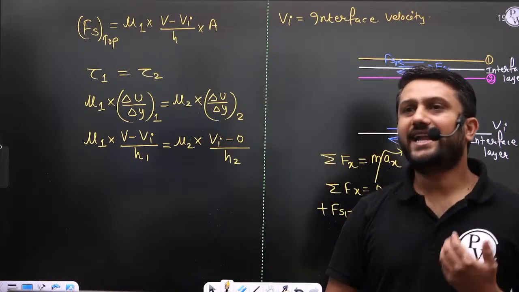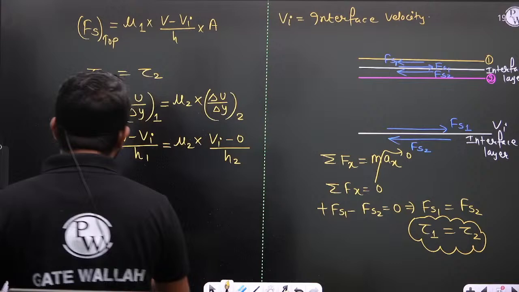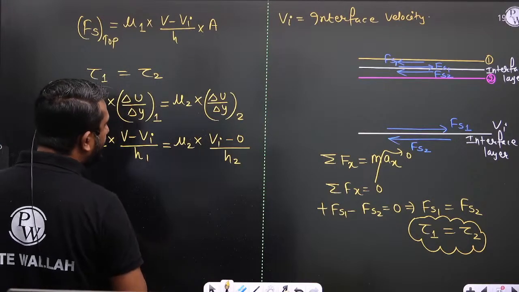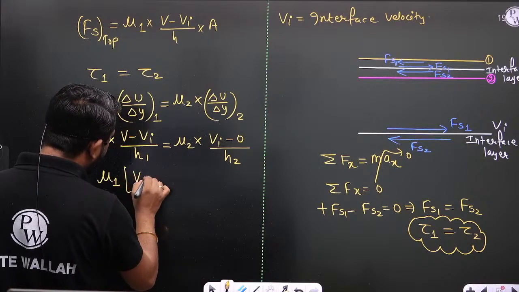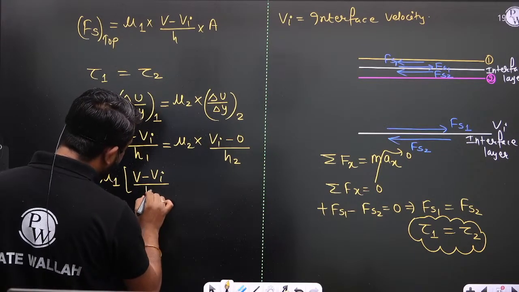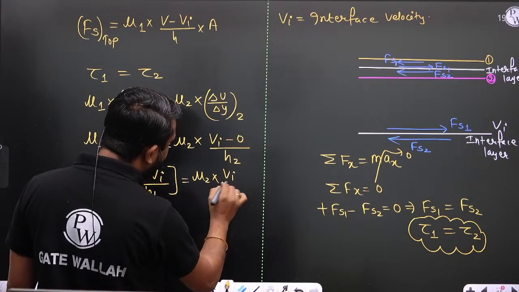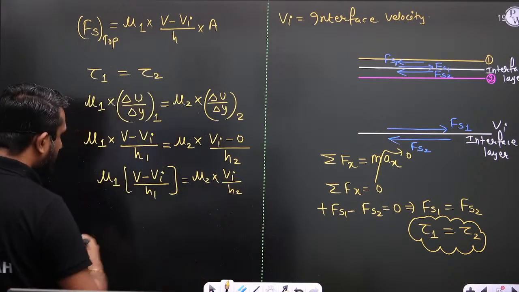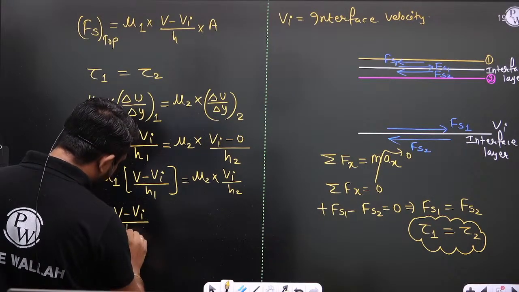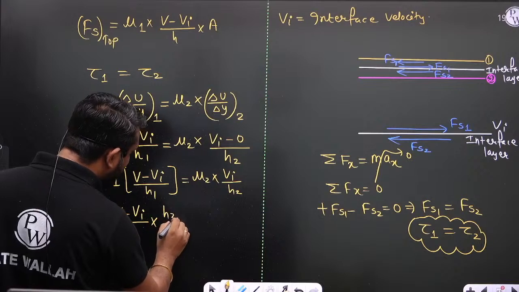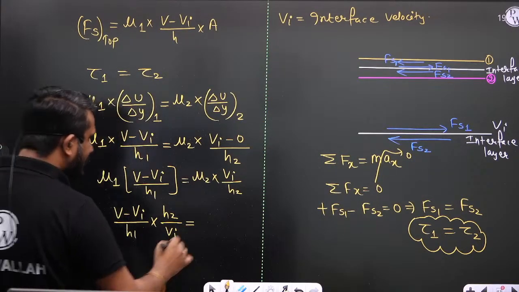Now we can easily calculate Vi. So beta, this is mu1 and this is V minus Vi divided by H1 is equal to mu2 into Vi divided by H2, right? Now this is V minus Vi by H1 multiplied by H2 divided by Vi is equal to mu2 by mu1.